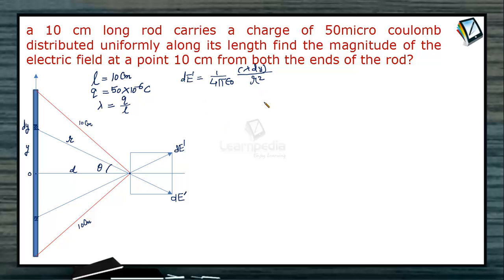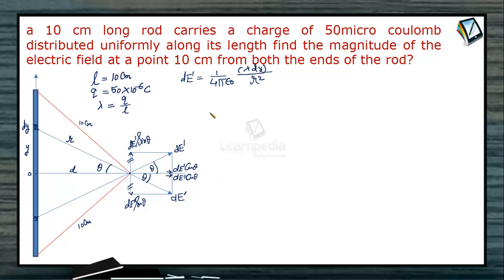So this is dE dash, and if this angle is theta, then this angle is also theta. So the dE dash component in this direction will be dE dash cos theta, and for the other segment it will be dE dash cos theta in the same direction, but the other components will be oppositely directed, which are dE dash sin theta and dE dash sin theta. So these two components will get cancelled. So net field will be only because of this horizontal component.